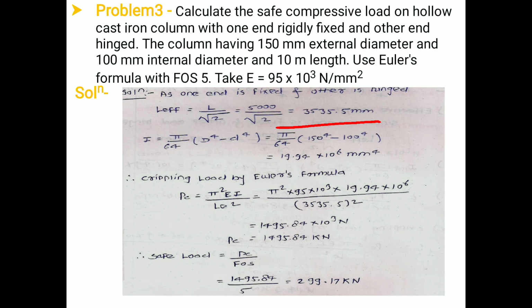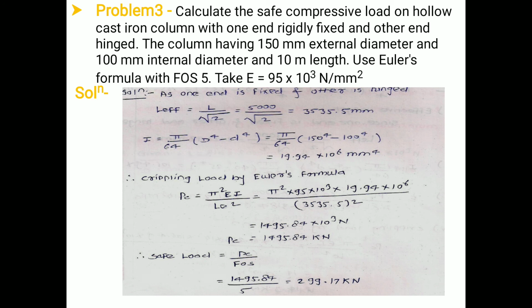3535.5 mm. This is the value of L effective. After that, we have to find out the value of I minimum, but as it is a circular cross section, Ixx and Iyy are both the same, so there is no need to consider I minimum. It is just the I. Therefore I is equal to pi by 64 into capital D raised to 4 minus small d raised to 4, because it is a hollow cross section.